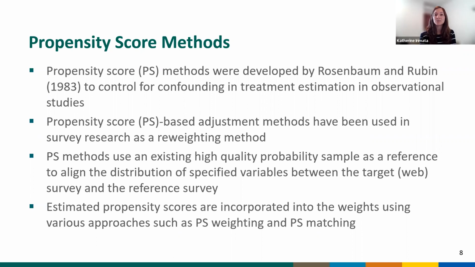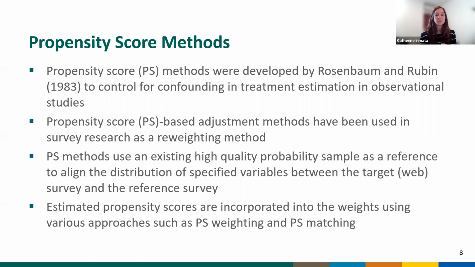Propensity score methods for the survey application use an existing high-quality probability sample as a reference to align the distribution of the specified variables between your target survey, which in this case we're looking at web surveys, and the reference survey. And the estimated propensity scores then are incorporated into your weights using various approaches. And so, for example, propensity score weighting and propensity score matching are two main approaches that are used.